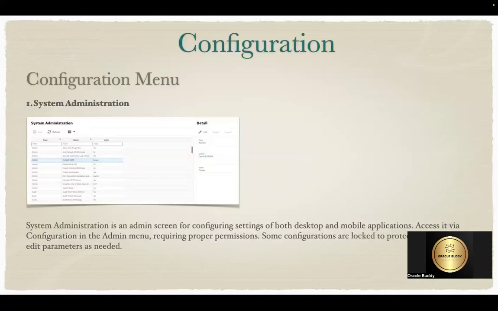Next, we will discuss the configuration menu. So there are multiple configuration menus available in EICS. First we will discuss the system administration. System administration is an admin screen for configuring settings of both desktop and mobile applications. Accessing it via configuration in the admin menu requires proper permission. So if you have a system administrator role, only then can you access system administration, and some configurations are locked for protection, and you can edit parameters as needed.